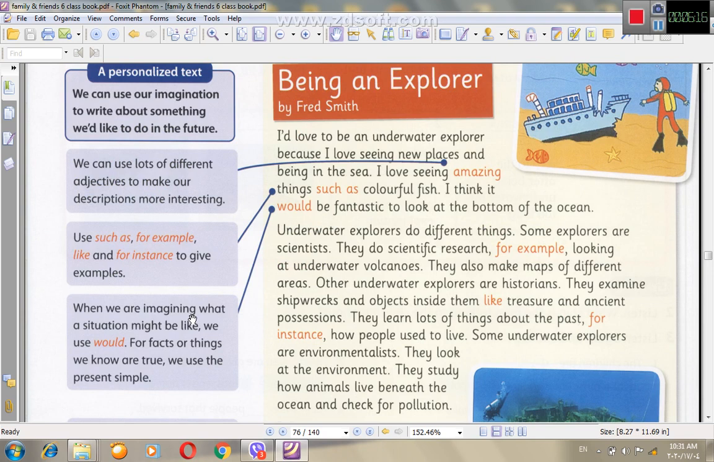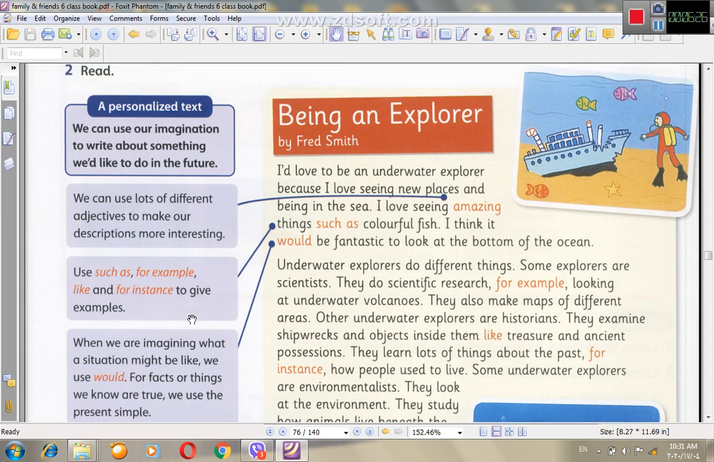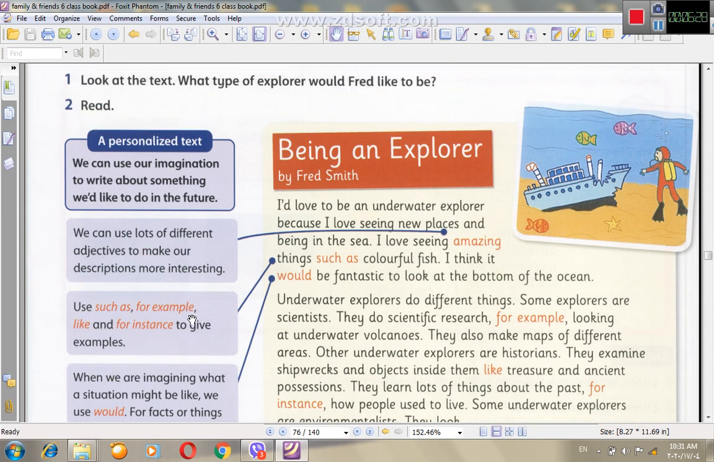Please try to read again and try to write about an explorer that you would like to be. For example, a space explorer, a desert explorer. You can open your workbook, page 64. 64 will be your homework. You can write your text there. That's, would you like to be a space explorer or a desert explorer or a mountain explorer? Write about one of them.